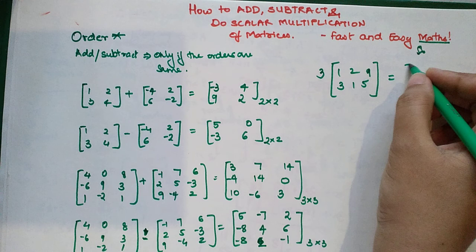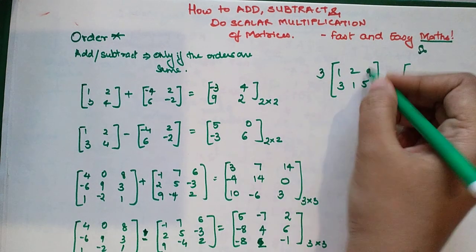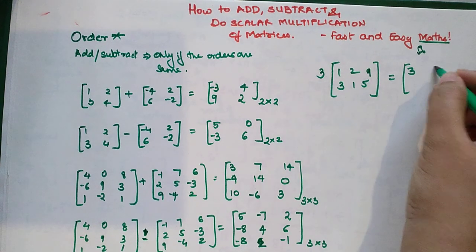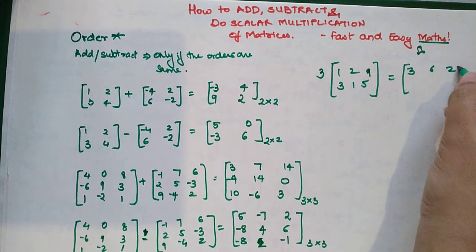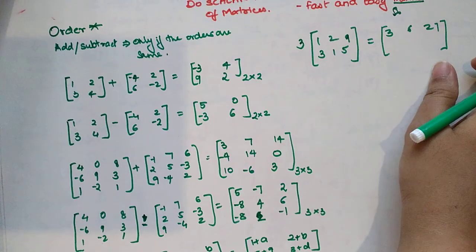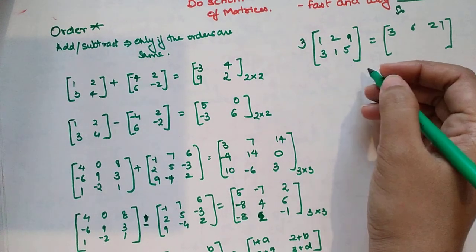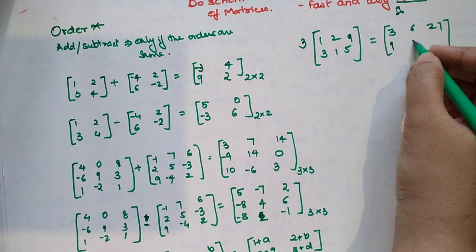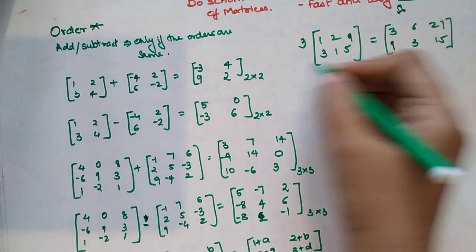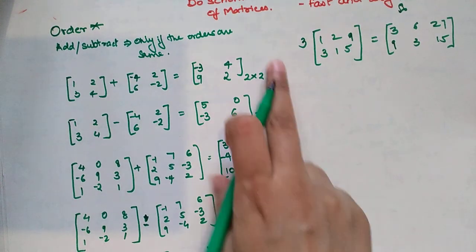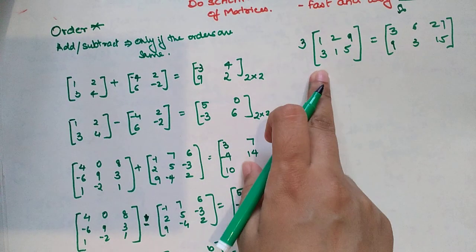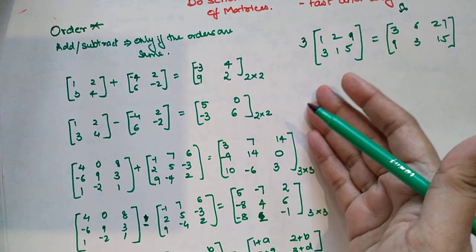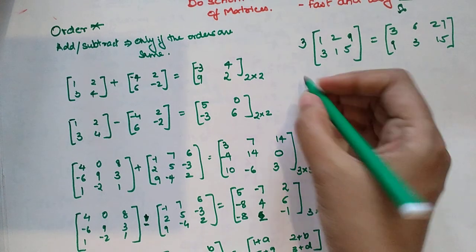So here all you had to do was just multiply 3 with each and every element of this matrix. So 3 into 1 is 3, 3 into 2 is 6, 3 into 9 is 27, and 3 into 3 again is 9 over here, 3 into 1 is 3, and 3 into 5 is 15. So this is your final answer for the scalar multiplication of 3 with this matrix.